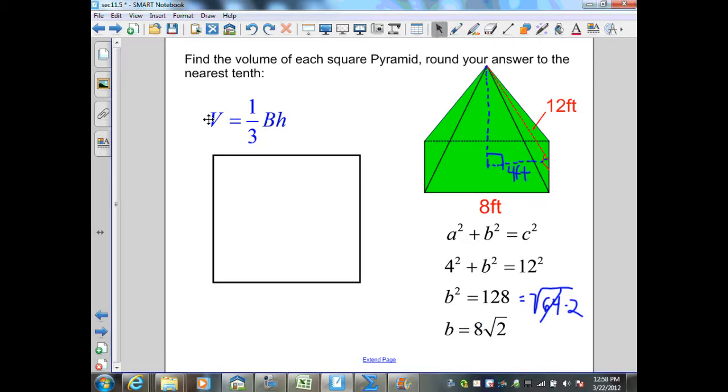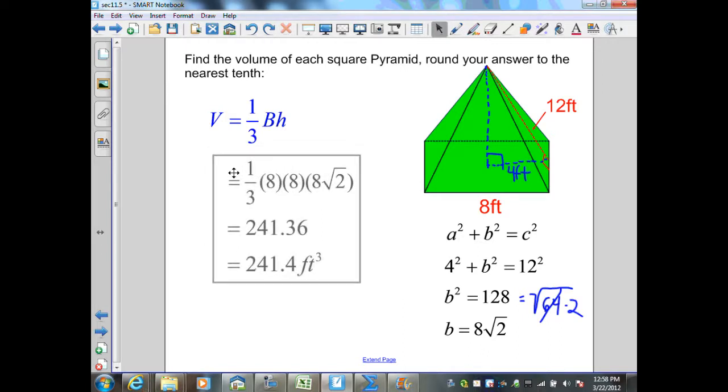Now I substitute into my volume formula, V equals 1/3 the base, which I know is 8 by 8. Therefore, when I substitute length times width times height, I then use the calculator and get 241.36, rounding to the nearest tenth, 241.4 feet cubed. Again, I'm finding volume, and that would be in cubic units.